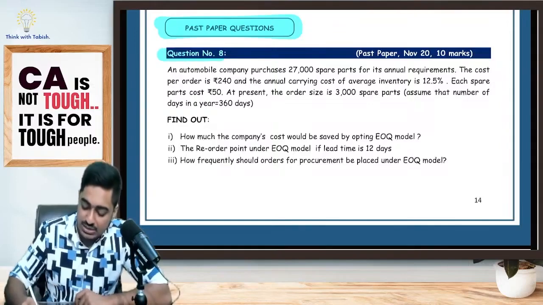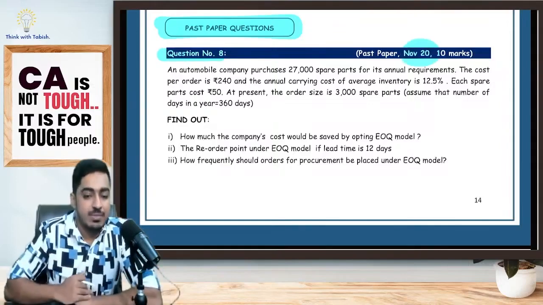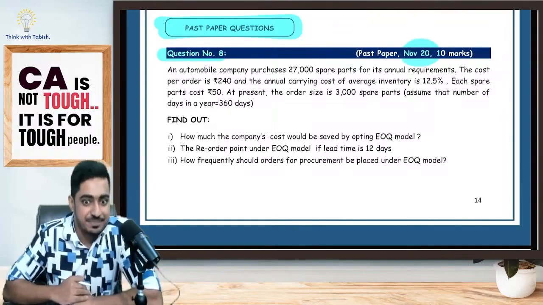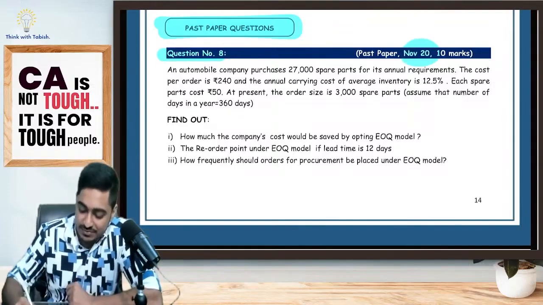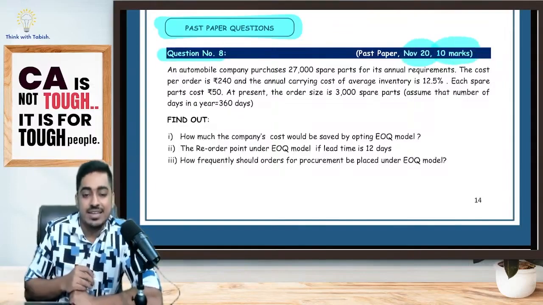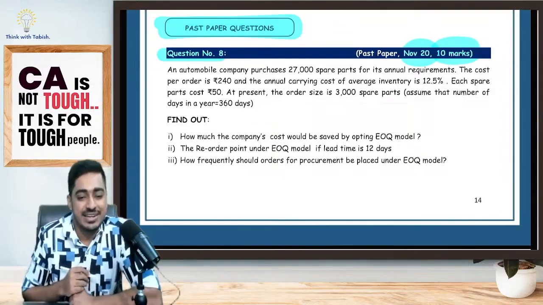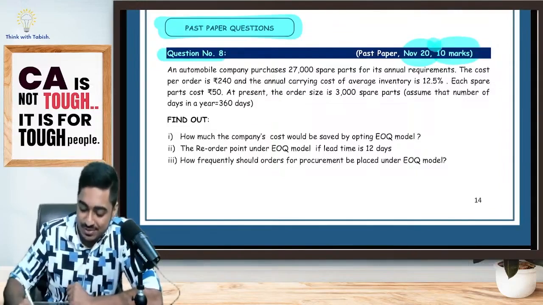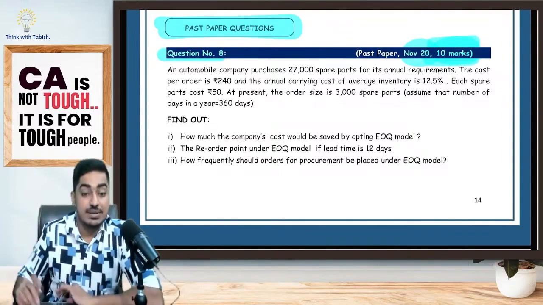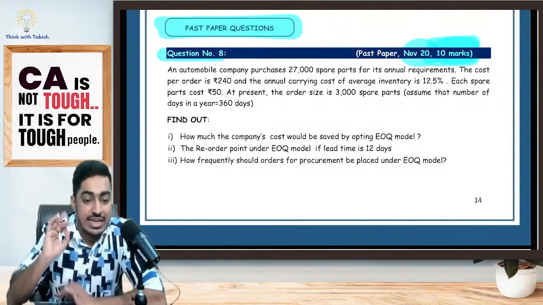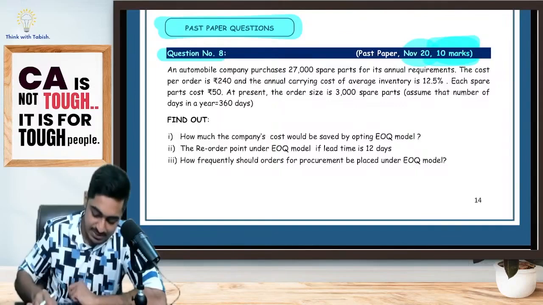Question number 8. It was asked in November 20. Remember what happened in 2020? COVID. After COVID, the first examination, November 20. At that time I was also preparing for CA Final. I gave my CA Final for November 20. For CA Inter, 10 marks, this question has come. Let us see how this question is. Can we tackle this or not?